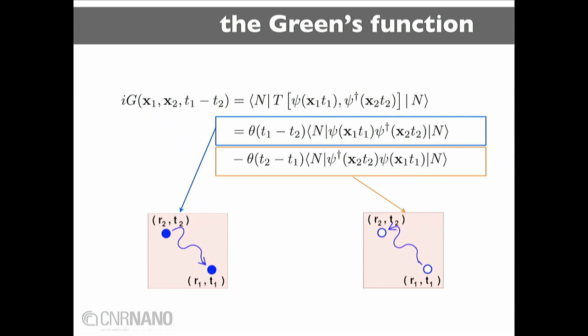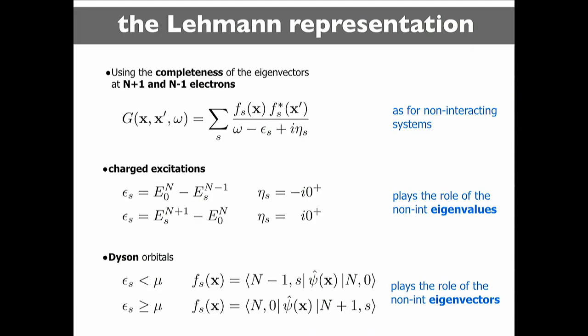Somehow this describes this physical process where we create this electron here, evolve it in time, and then look at the amplitude. So how does this state project on the state that is at x1, t1, with t1 later than t2, and vice versa for the hole.